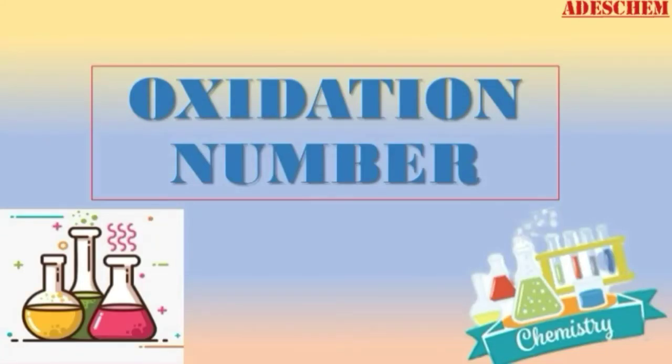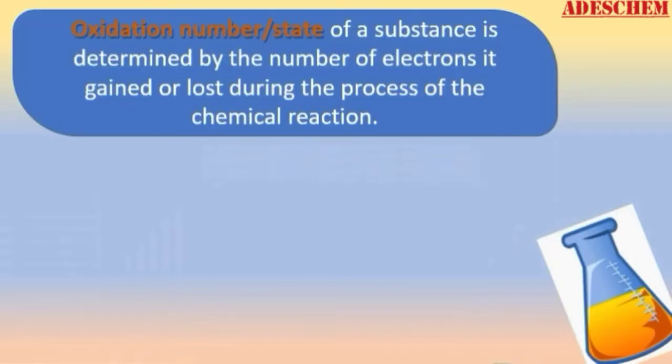Hello everyone and welcome. In this lesson, we're going to be learning about oxidation number, how to define it, how to determine it and calculate for it in a substance. Now, what is oxidation number? The oxidation number or state of a substance is determined by the number of electrons it lost or gained during the process of a chemical reaction.